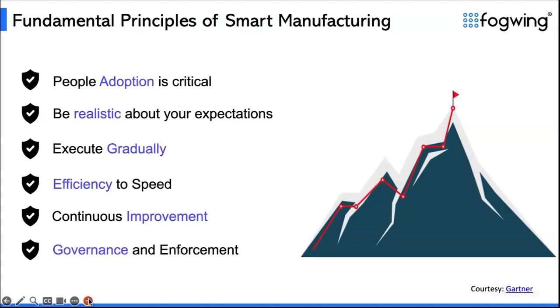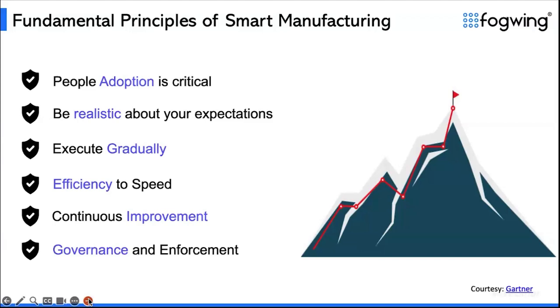So number one, most critical, is people adoption. 90% of digitalization projects, especially manufacturing digitalization, fail because of the lack of adoption at the shop floor level. We have seen multiple cases where technology was deployed but user adoption was really bad. Because of that, the technology was also omitted from use, and then the ROI is absolutely zero.